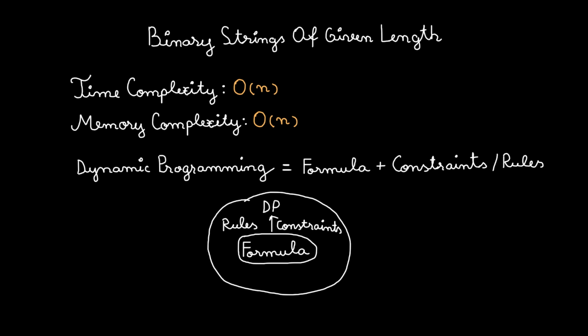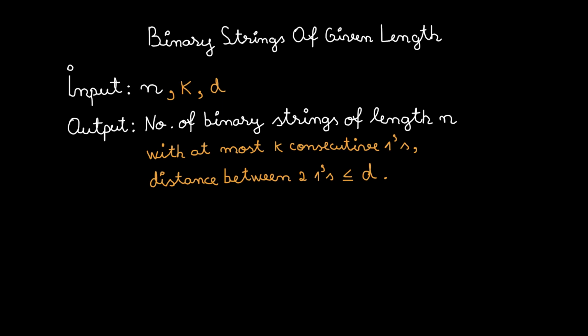For example, to this problem, I could have added 2 more constraints. You are given 3 integers n, k, and d, and you should count the number of binary strings of length n with at most k consecutive ones, and the distance between each 2 ones is less than or equal to d. As you can see, 2 more constraints have been added, and coming up with a formula is not so easy. We will solve this problem along with other problems similar to this one in the following lessons.